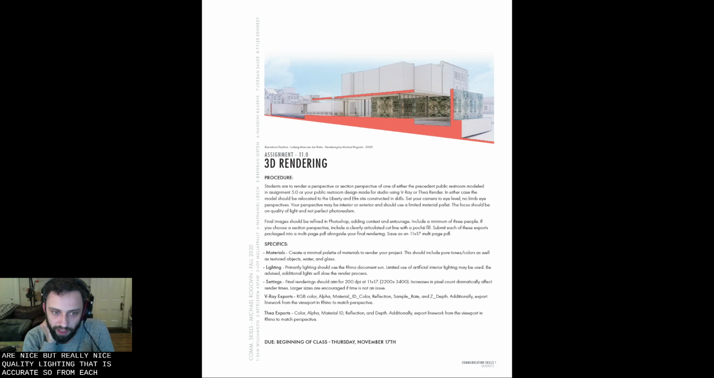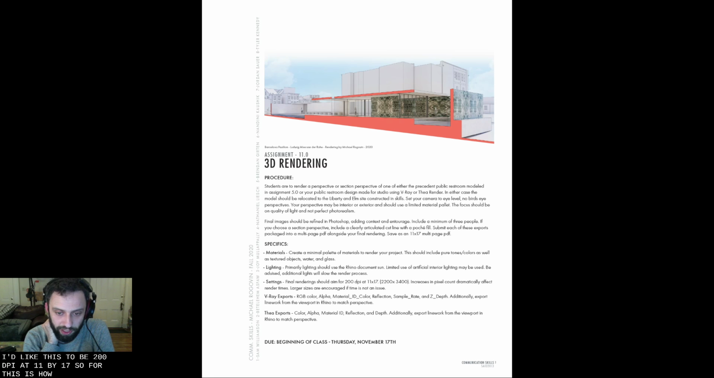From each, both Thea and V-Ray, we're going to export a series of images. There are slight variations between them, but they essentially will do the same thing. Those will eventually be composed in Photoshop. In Photoshop, I would like you to include at least 3 people in your image. My example has just some black and white figures, but any figures will work fine as long as they are scaled appropriately. In general, I'd like this to be 200 dpi at 11 by 17.